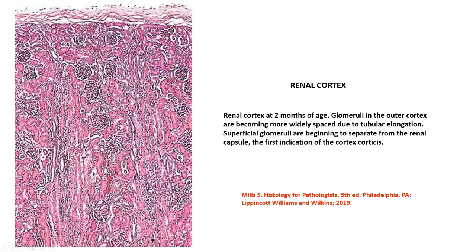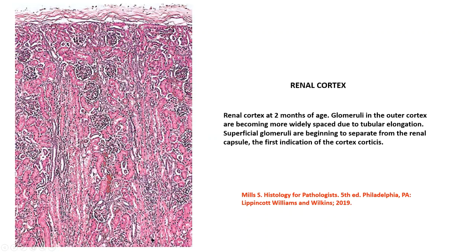If you see this particular illustration, towards the top you have the renal capsule. Then going down, you have the glomeruli, and this is actually a kidney at 2 months of age. So you still have the glomeruli in a very compact, organized fashion. As the age advances, this expanding mass of renal tubules will push the glomeruli apart.